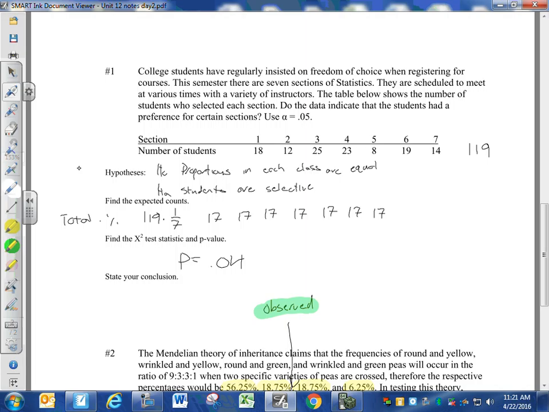So, there is a total of 119 students that were placed into 7 classes. The null hypothesis is that the proportions in each class are equal. That means the students are not selective. They're just randomly assigning themselves into 1 to 7 periods. The alternative hypothesis is that the students are selective, which means some classes are more popular than others based on time, professor, or whatever.